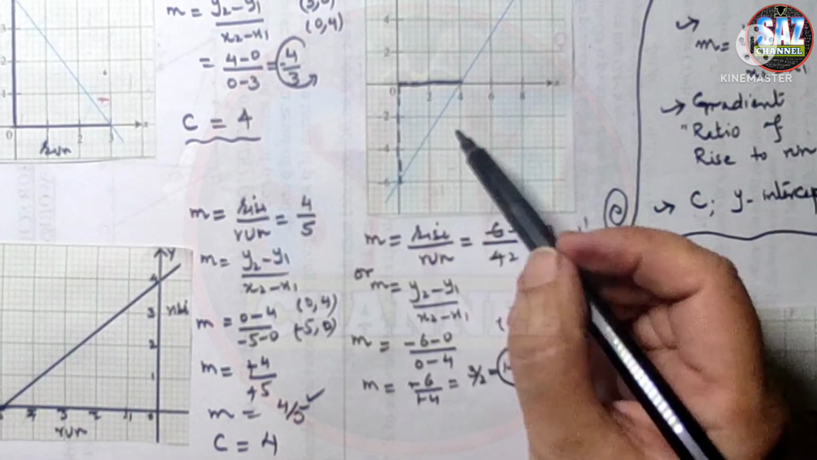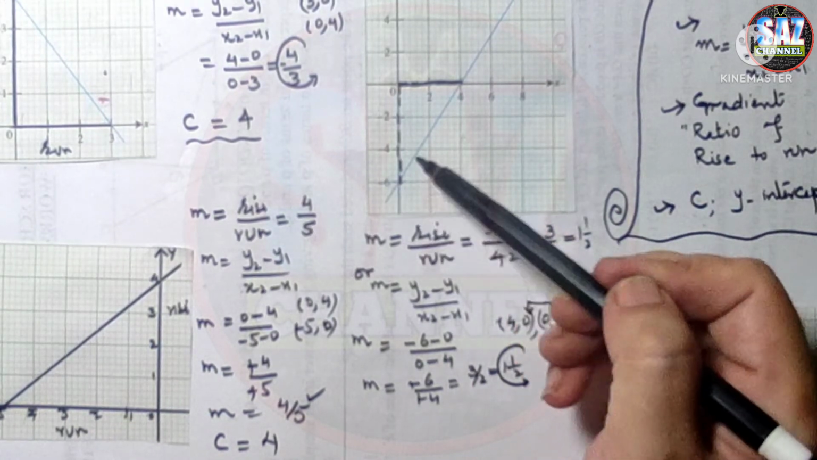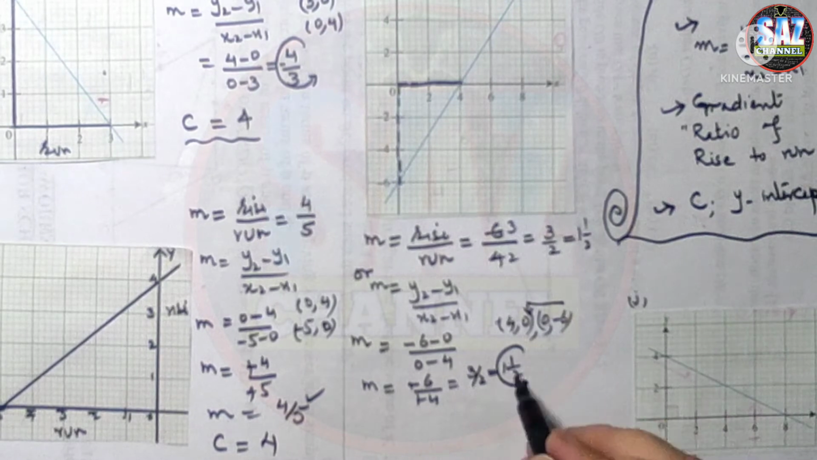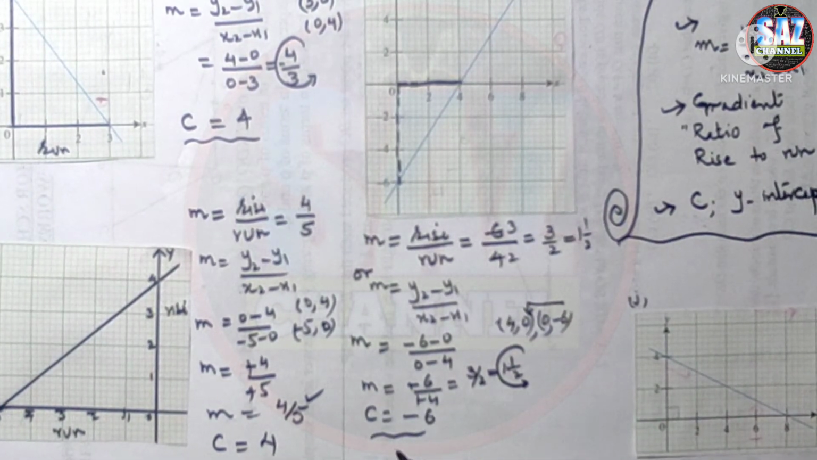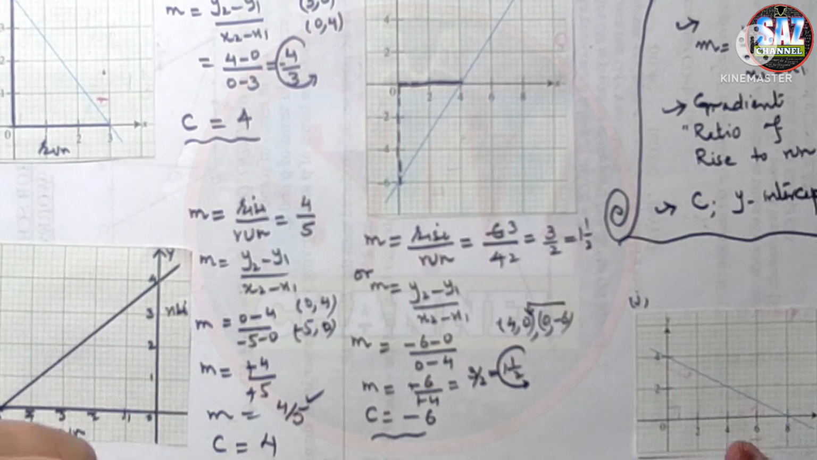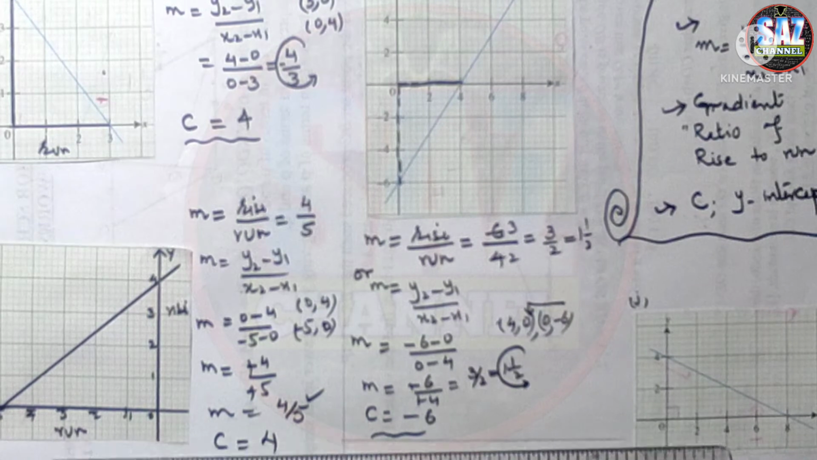And let's talk about C. Observe this graph and look at what point this line is meeting the y-axis. So C of this question is minus 6. Okay, and let me draw the line here so that I can perform working for the next part as well.